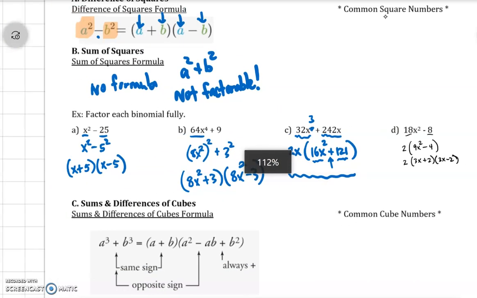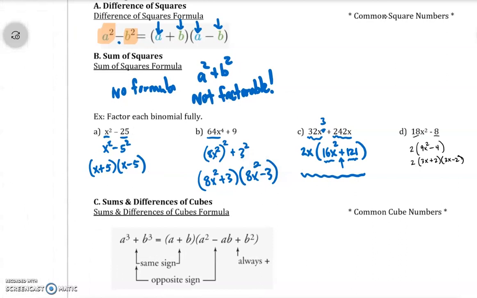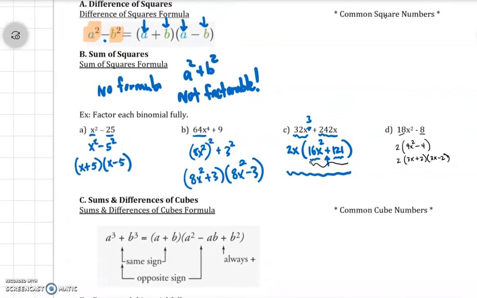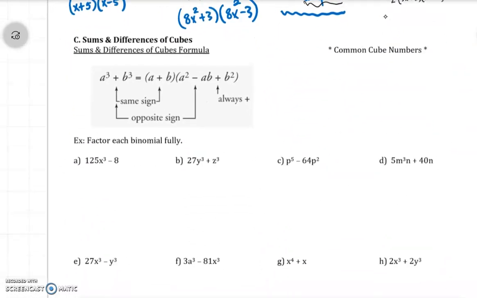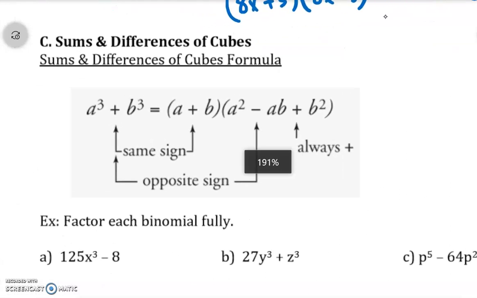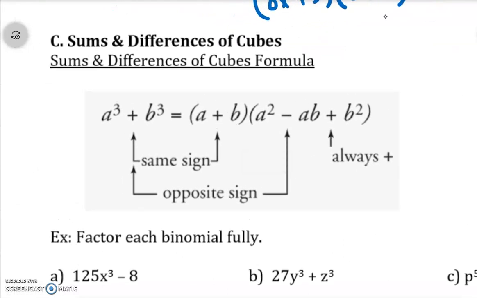So that's factoring, basically focusing on sum of squares, which is not factorable. You notice how we got to that point. We couldn't factor, and difference of two squares, special product pattern. Let's look at the next product pattern that we need to know, which is sums and differences of cubes.